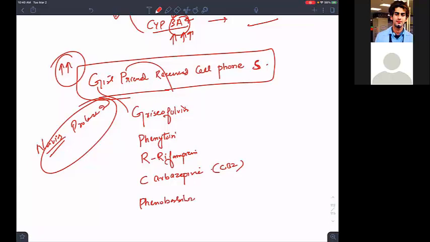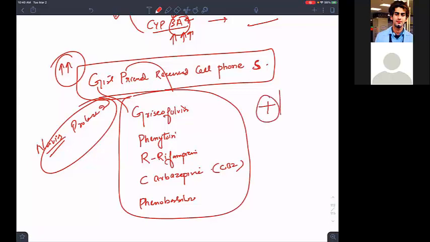Phenobarbital. What is the meaning of this, sir? Why are we learning these drugs? The reason is these drugs are potent inducers. Sir, what is the meaning of potent inducers? It means when they go to the liver, they will increase the number of enzymes, cytochrome P450 enzymes. They will increase their level.